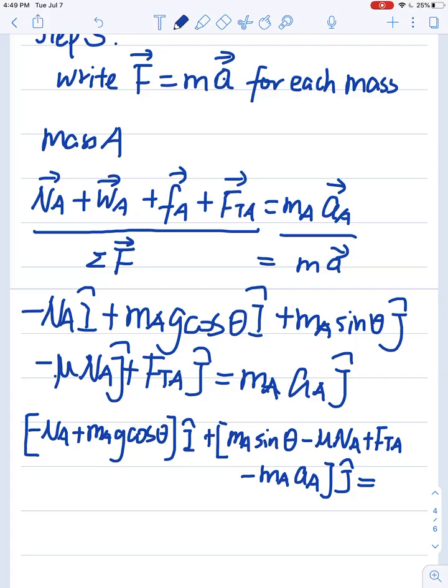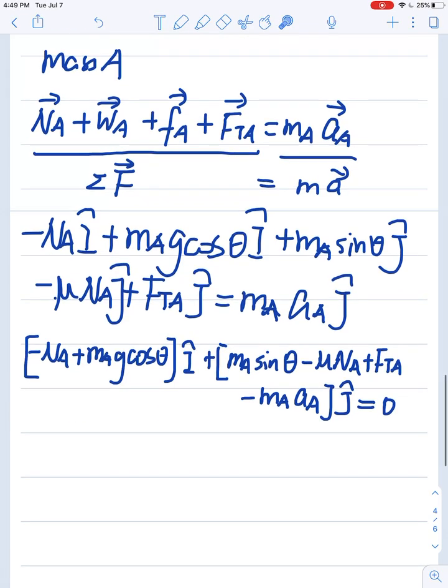And this i and j plus something j goes to 0 because I simply put MA times AA j to the other side of the equation, so we end up with 0 on the right hand side of the equation. So now let's look at this expression here. We have something i plus something j, it's 0. And that tells us this vector is 0. And then we can start to extract scalar equations from i and j components.